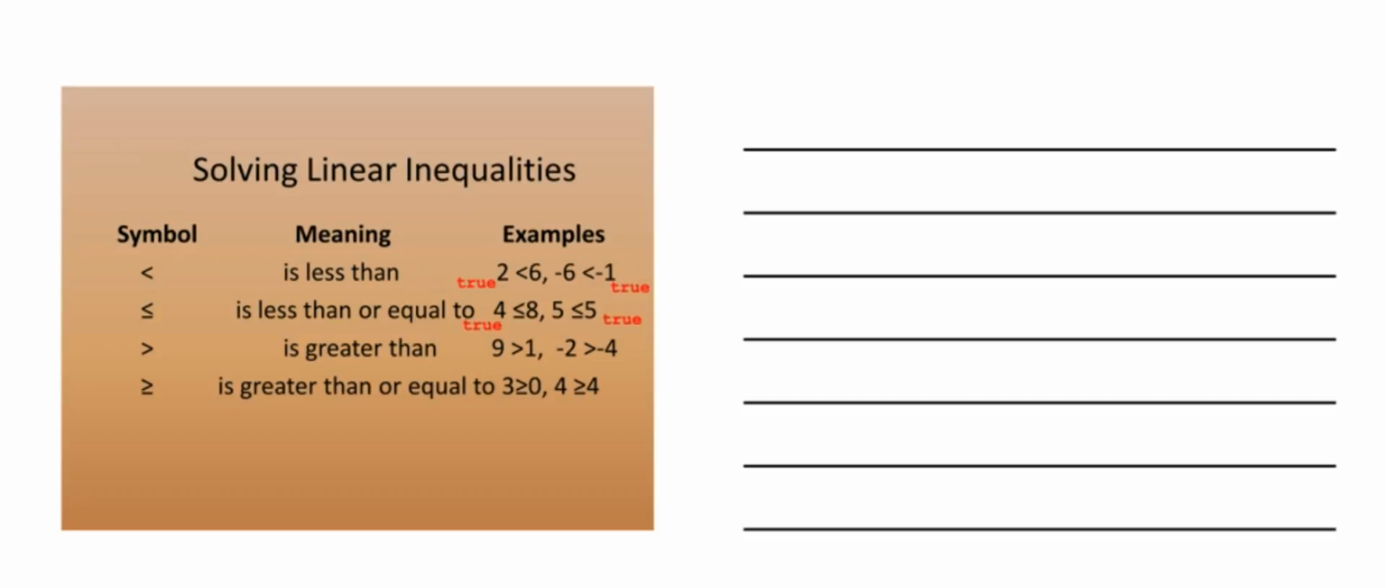Our next symbol is greater than. An example: is 9 greater than 1? Yeah, 9 is bigger than 1. So that's a true statement. Okay, -2 is greater than -4? Once again, do you prefer to owe $2 or owe $4? I prefer to owe $2. It's more desirable, right? So by reference, it's a bigger number. So it's a true statement.